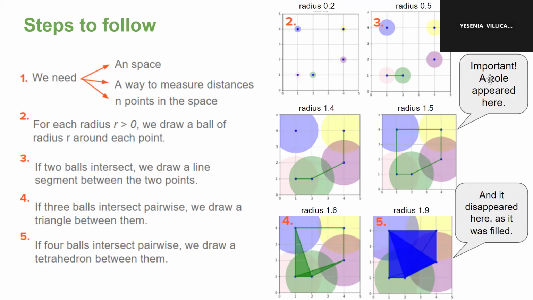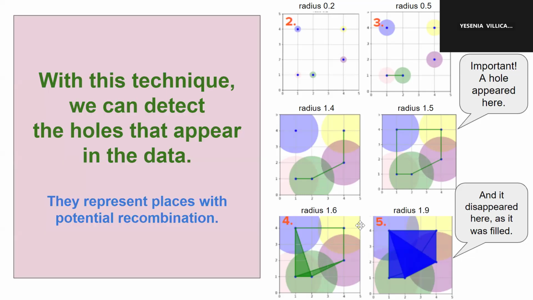But this is something important for us. A hole appears when the radius is 1.5, and this cycle continues and disappears when the radius is 1.9, and it disappeared because it was filled. Then with this technique, we can detect the holes that appear in the data, and they represent places with potential recombination.